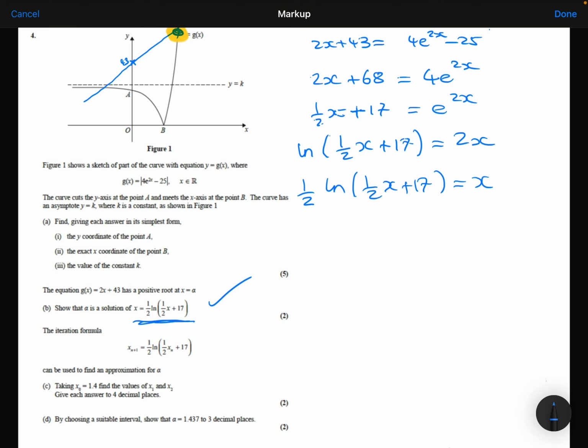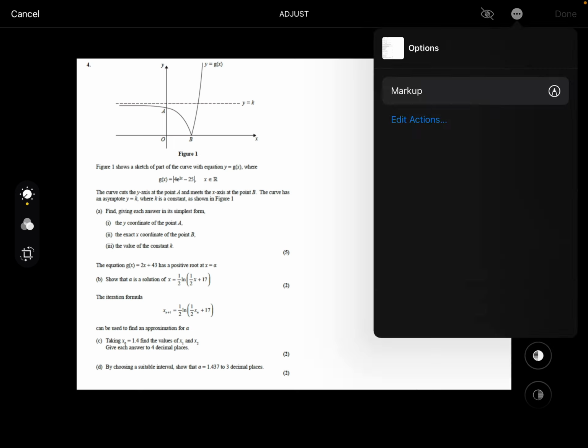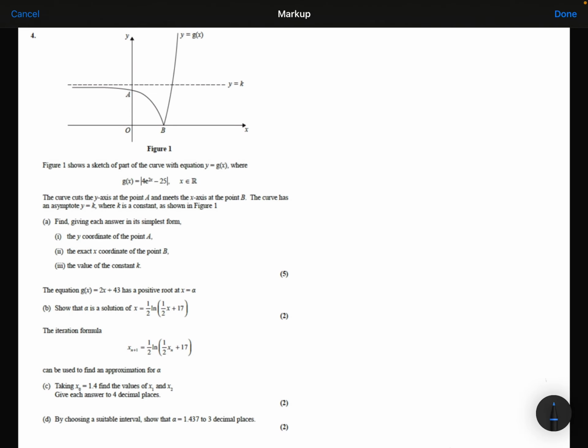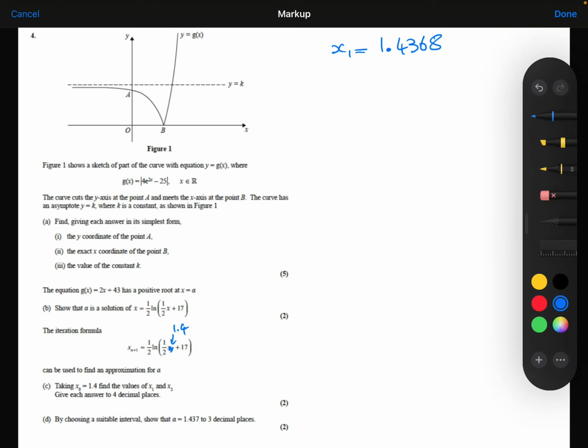We are then told that the iterative formula, given there, can be used to find an approximation for alpha. Part C, taking x0 as 1.4, find the values of x1 and x2, giving your answers to 4 decimal places. So first of all, if I substitute 1.4 into this iterative formula, so I'll get half ln of 1/2 times 1.4 plus 17. If I type that into my calculator, I find I get 1.4368 to 4 decimal places.